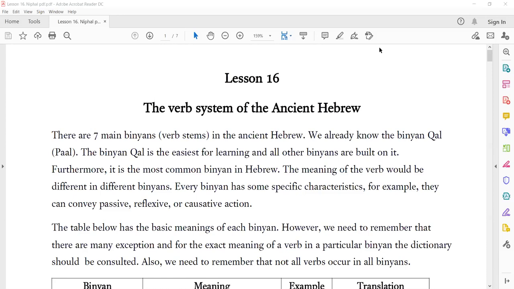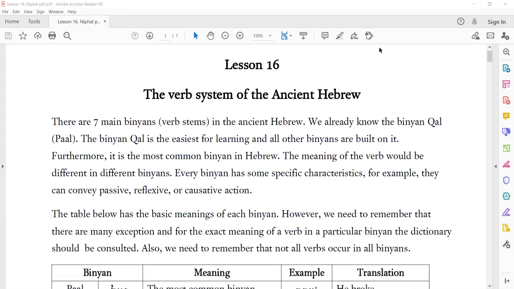Pa'al. By the way, the word Po'el in Hebrew is a verb. Pa'al or Po'el means to do. So the verb is something that is doing, is done, or is being done. So Pa'al is to do and Po'el is the verb.